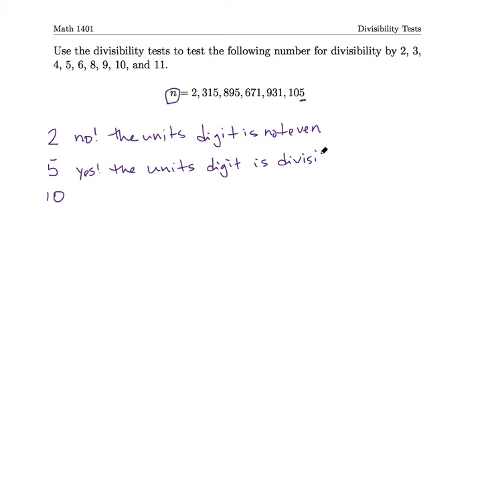Again, all we need to do is look at the units digit to determine divisibility. All right, so our last one in this grouping is 10. We know that a number is divisible by 10 if the units digit is 0. We look again at the units digit, we see that it's a 5, and so our answer here is no. It is not divisible by 10 because the units digit is not 0.